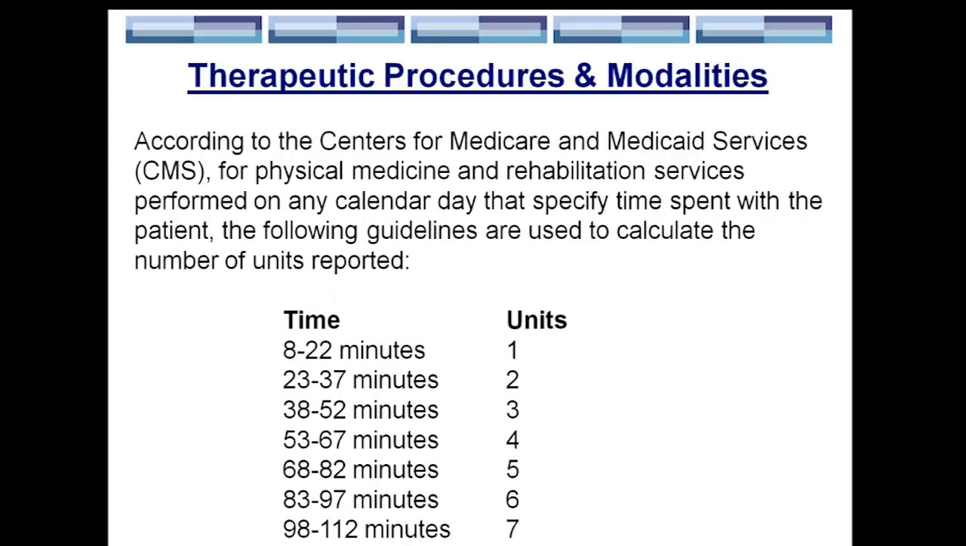Now, let me share with you a little bit about timed codes. Again, anybody have any questions, send them in, and we'll get to them at the end. According to CMS, 1 unit is 8 to 22 minutes. 2 units is 23 to 37. 3 units is 38 to 52. 4 units is 53 to 67. So please do not automatically assume the insurance companies you're billing use these. You would need to contact every insurance company you bill and find out what their rules are on time codes.